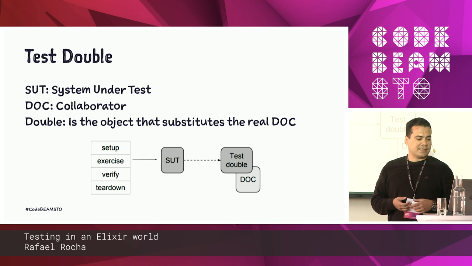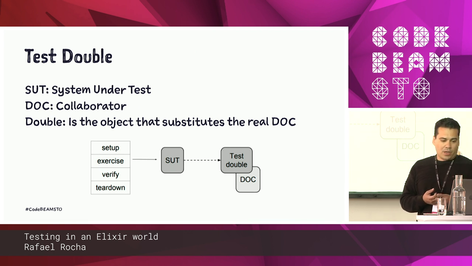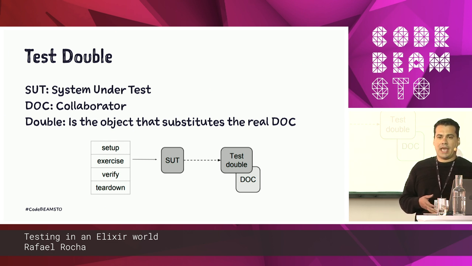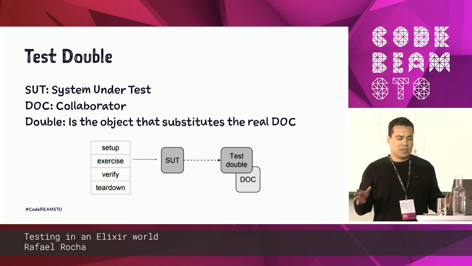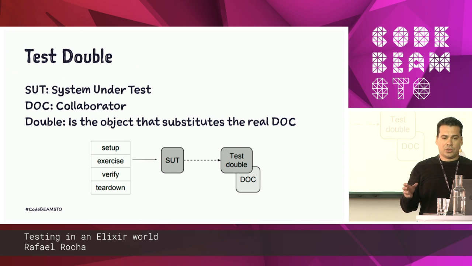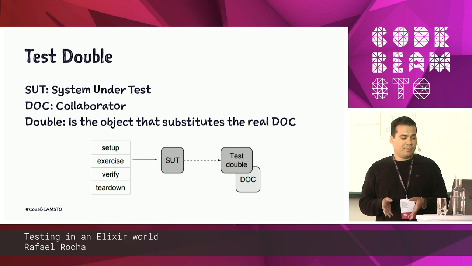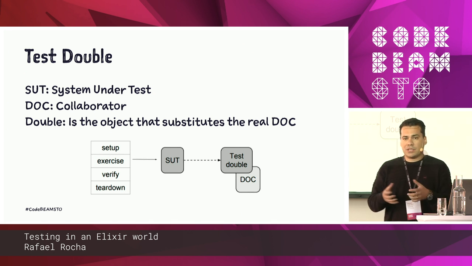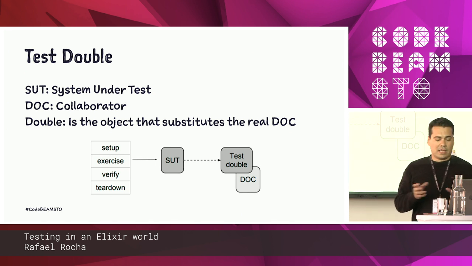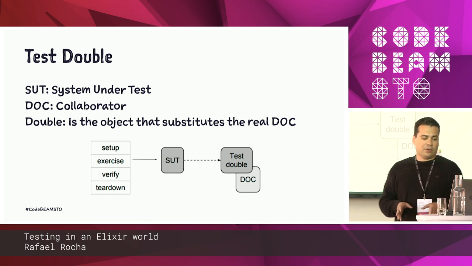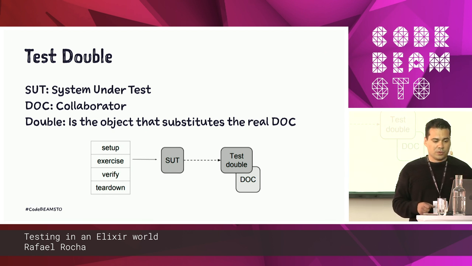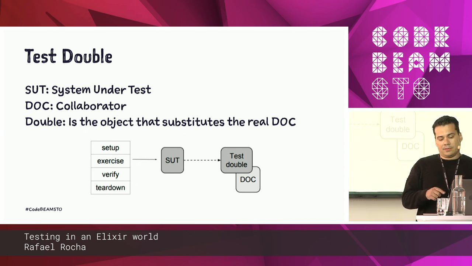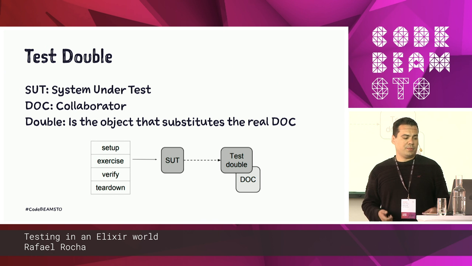So when testing, what do we have? We have the system under test, the one that we are currently testing, and we have a lot of collaborators. The collaborators help us to give the final functionality, but they are not the main source that we are testing right now. We just need some results that we can use and build the final result. So in that case, for the integration test, this external API doesn't need to be called.